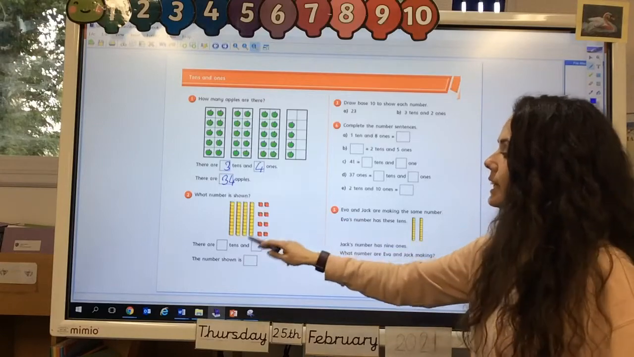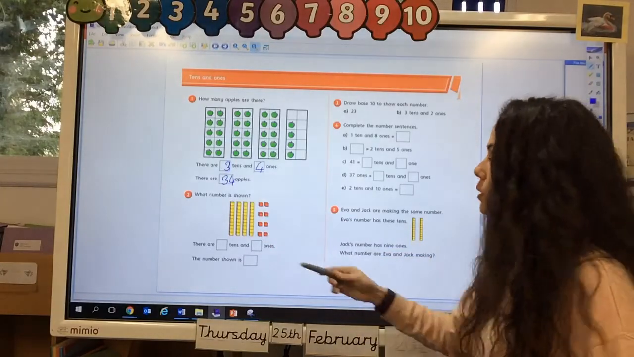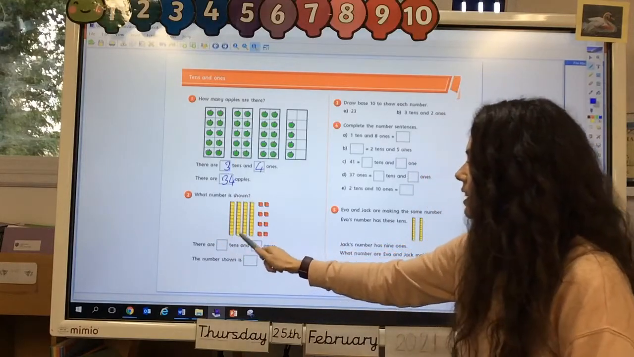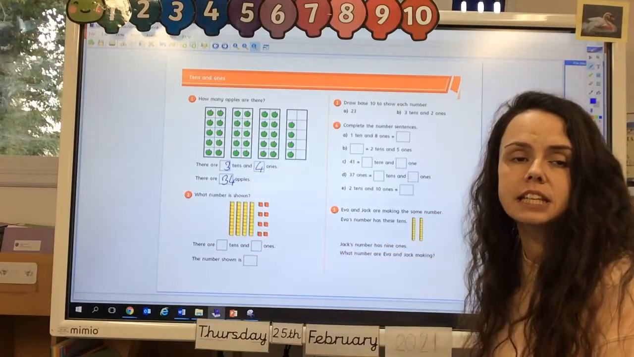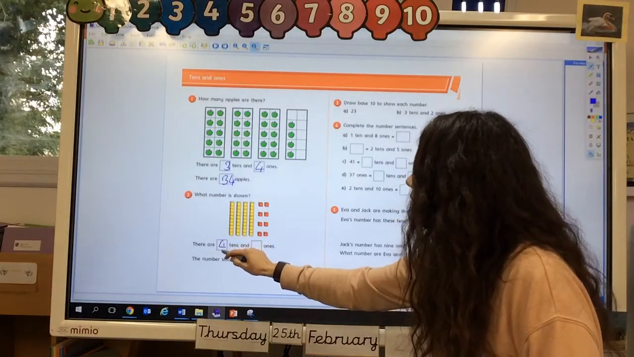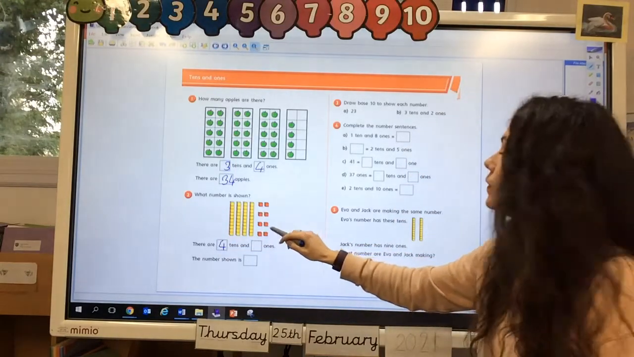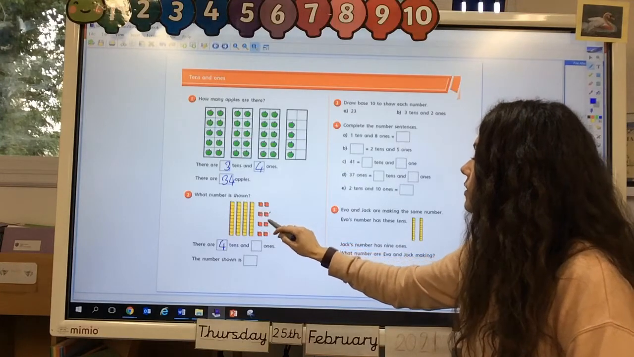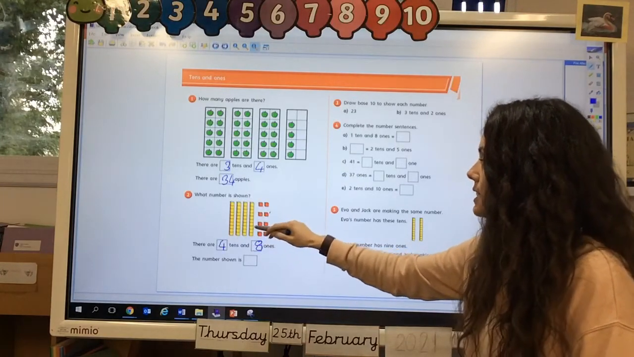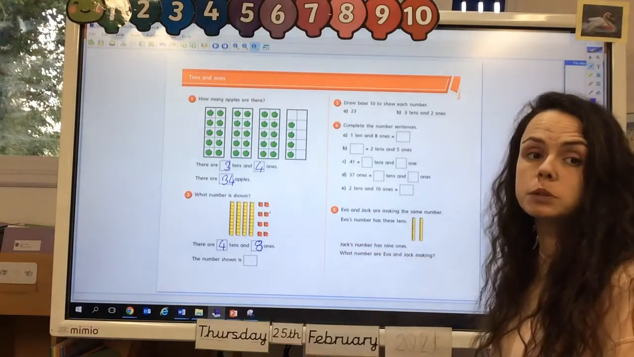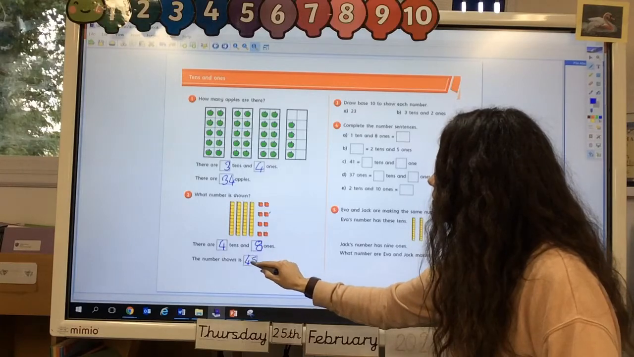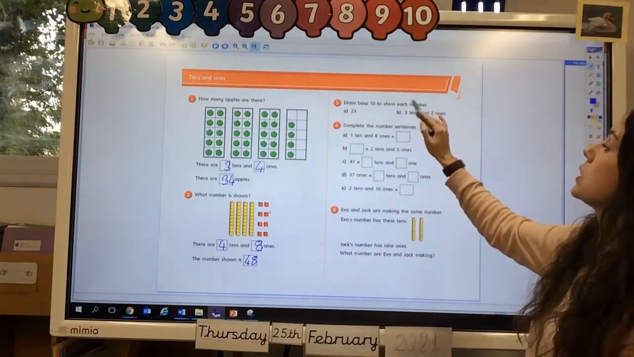Now let's have a look at these with our 10 sticks and our cubes. So what number is shown? There are something tens. How many 10 sticks are there? 4. And how many 1 cubes are there? 1, 2, 3, 4, 5, 6, 7, 8. So 4 tens and 8 ones equals 48. Well done.